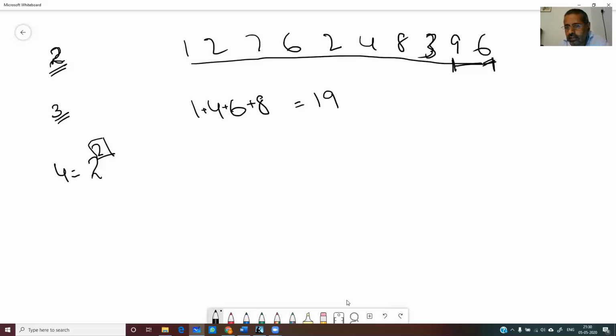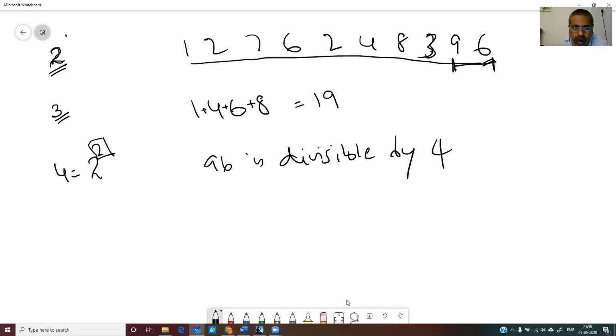In this case, 96. This whole number 96 is divisible by 4, which means this whole number is divisible by 4. 2 is to the power 1, so we looked at only the last digit. 4 is 2 to the power 2, so we looked at the last 2 digits.